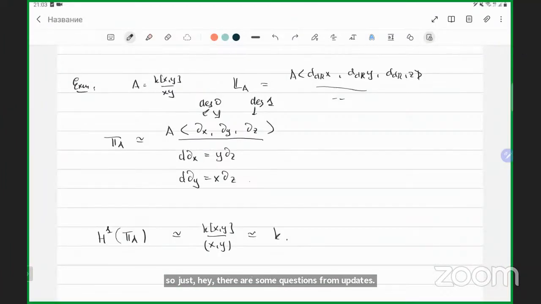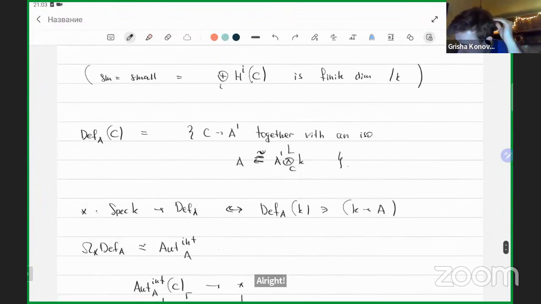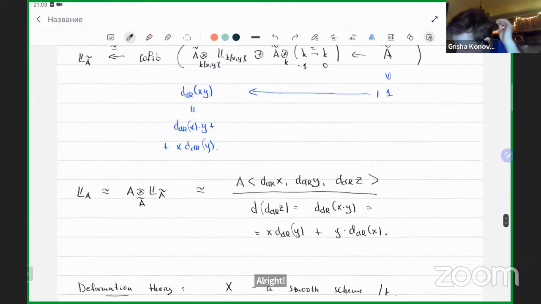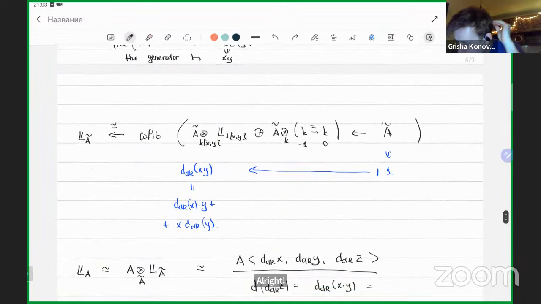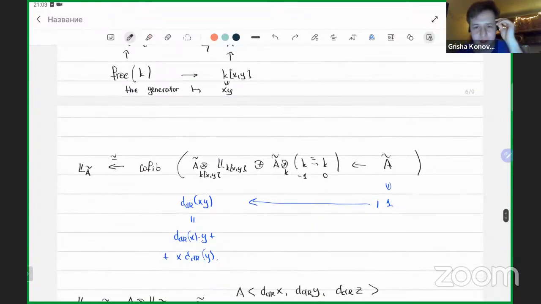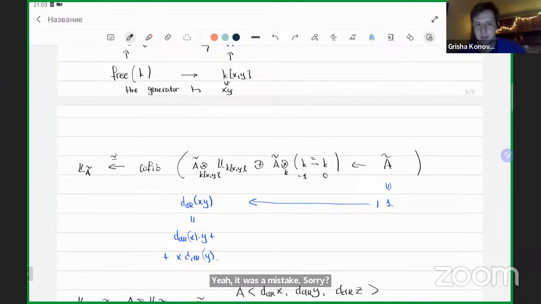Yes, my comment about the pullback was wrong. Oh, that one about the diagram and this cofiber. Yeah, it was a mistake. Sorry, my comment was wrong. Never mind that. It's okay.